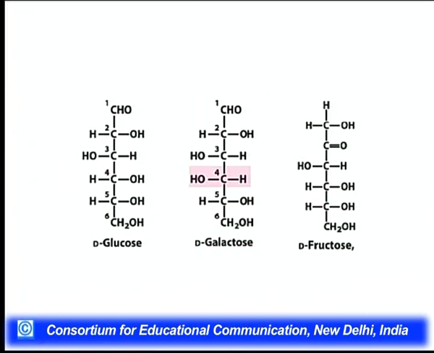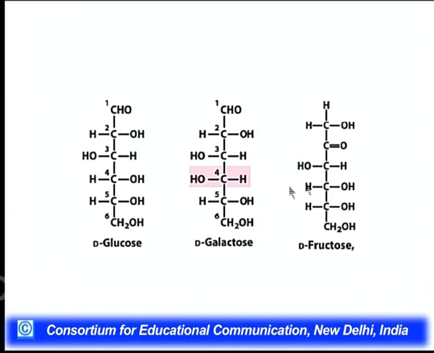So here I have compared the open chain structure, or the Fischer structure, for D-glucose, D-galactose and D-fructose. See, all of these compounds have molecular formula C6H12O6. So where is the difference? If we compare glucose with fructose, then what we find is that in glucose we have an aldehyde group. So that means it's a polyhydroxyaldehyde, whereas when we talk of fructose, we have a ketonic group. So it is a polyhydroxyketone.